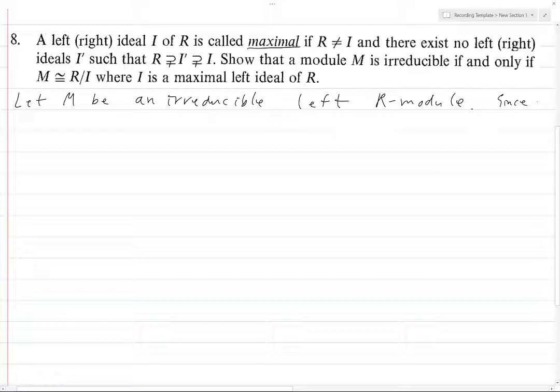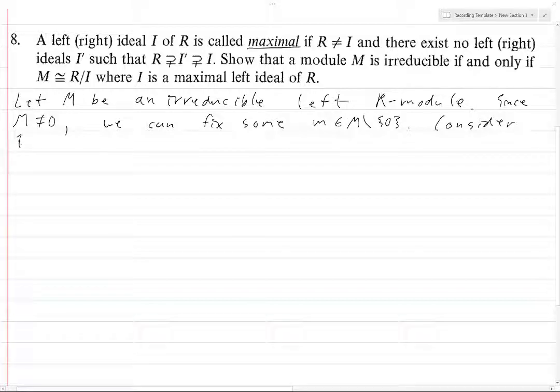Since M is non-zero because it's irreducible, we can fix some m in M, m nonzero. The main issue is that if we want to use the homomorphism theorems, then we need a homomorphism. So where do we get them? In this direction, we use this non-zero element to get our homomorphism.